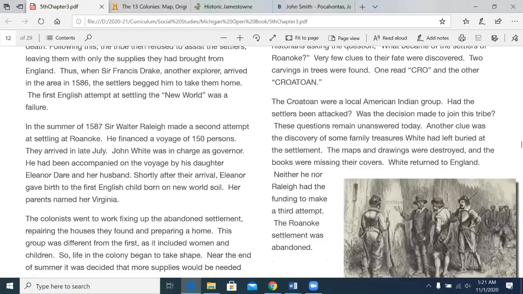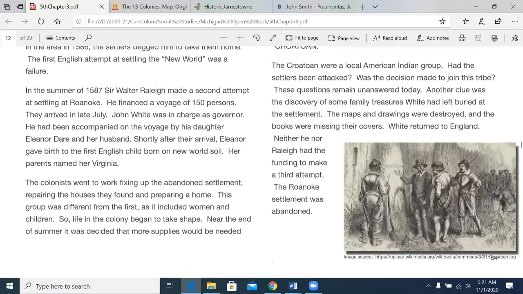So, in the summer of 1587, Sir Walter Raleigh made a second attempt at settling at Roanoke. He financed a voyage of 150 persons. They arrived in late July. John White was in charge as governor. He had been accompanied on the voyage by his daughter, Eleanor Dare, and her husband. Shortly after their arrival, Eleanor gave birth to the first English child born on New World soil. Her parents named her Virginia.